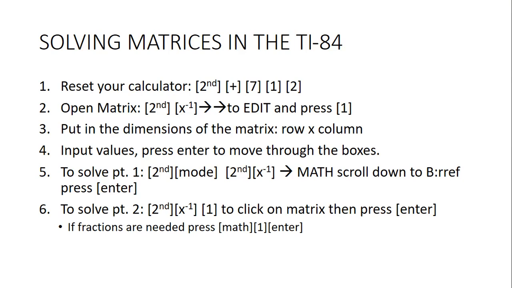Okay. Step 5 is we're going to solve part 1. So to solve part 1, we have to get back to our regular calculator page, which means we're going to press second, mode, then second, x to the -1, and we're going to arrow over. Do we change it to different numbers? You change it to whatever your problem is. We're just going over the steps before we solve. Okay. Then second, x to the -1, you're going to arrow over once to math and scroll down to B, R, R, E, F, and press enter.